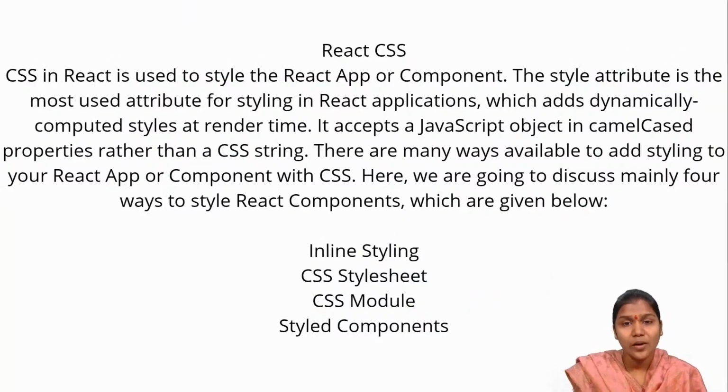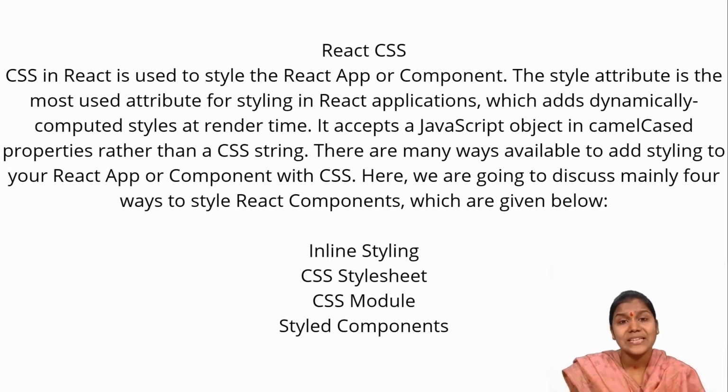Fine. First, let us understand what React CSS is. CSS in React is used to style the React application or any component. The style attribute is the most used attribute for styling in React applications, which acts on dynamically computed styles at render time. It accepts a JavaScript object in camelCase properties rather than a CSS string. There are many ways available to add styling to our React application. Here we are going to discuss mainly four ways: first inline styling, second CSS style sheets, third CSS modules, and the fourth styled components.